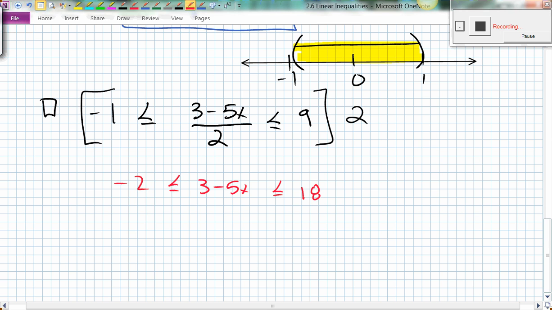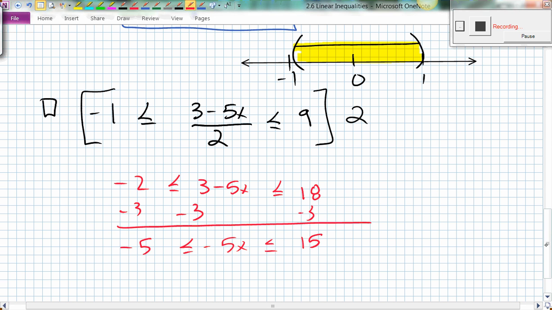Now the goal, remember, is to get x by itself, so we're going to subtract 3 everywhere. When I say everywhere, I mean the left side, the middle, and the right side of that compound inequality. So this is going to be negative 5, less than or equal to negative 5x, less than or equal to 15.